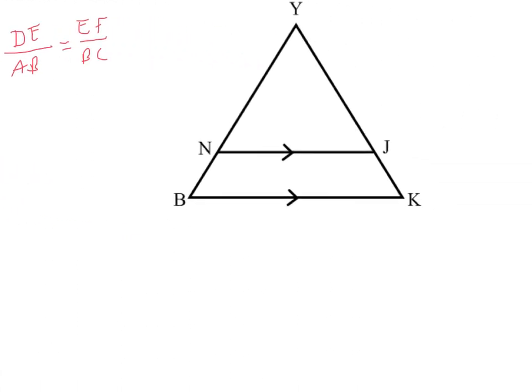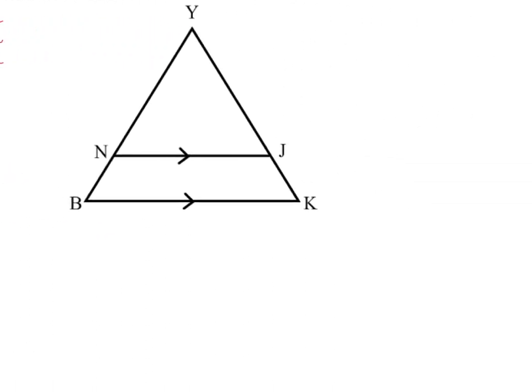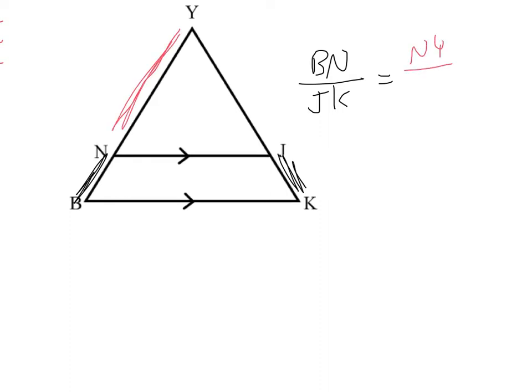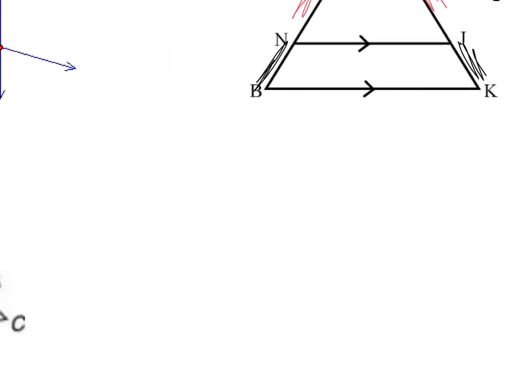We have the same situation with triangles. When it's a triangle, we have two parallel lines. This creates a similar situation where we can say that BN compared to JK, so in other words, this side compared to this side, will be proportional to this side, NY, over JY. Notice my order. I went left to right in this case. You want to be consistent. So let's try some examples and see how they work.